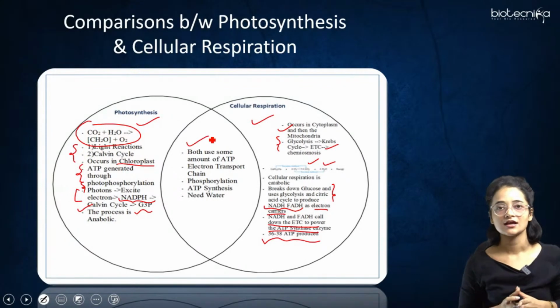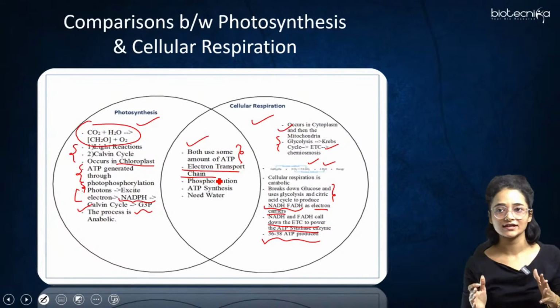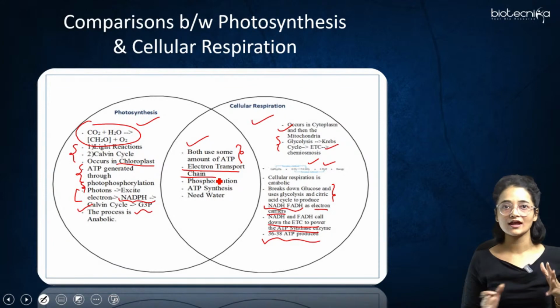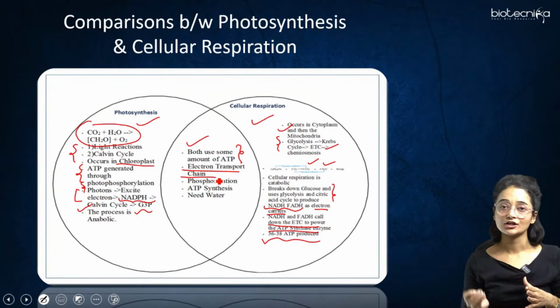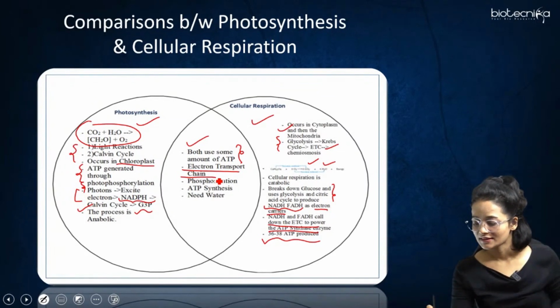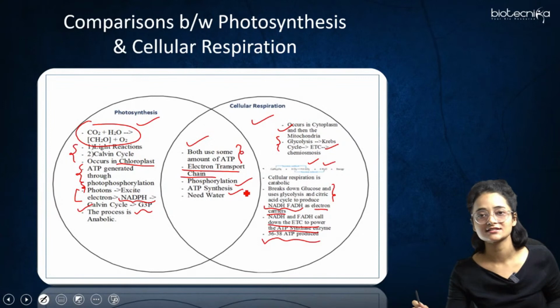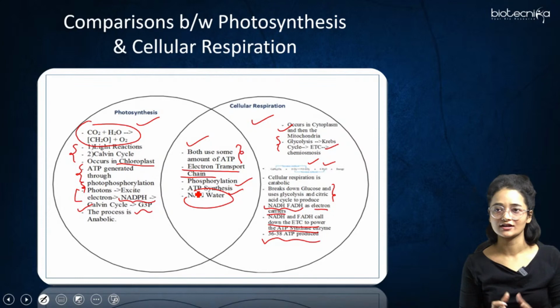Now come the similarities. Both use some amount of ATP, right? The electron transport chain is present in both cases, in plants as well as in animals. In animals, it takes place in mitochondria, and in plants, it takes place in chloroplasts, that too in the thylakoid membrane, right? Then comes photophosphorylation. Phosphorylation takes place here in both cases, and ATP synthesis takes place. And both of them require water to conduct these reactions.